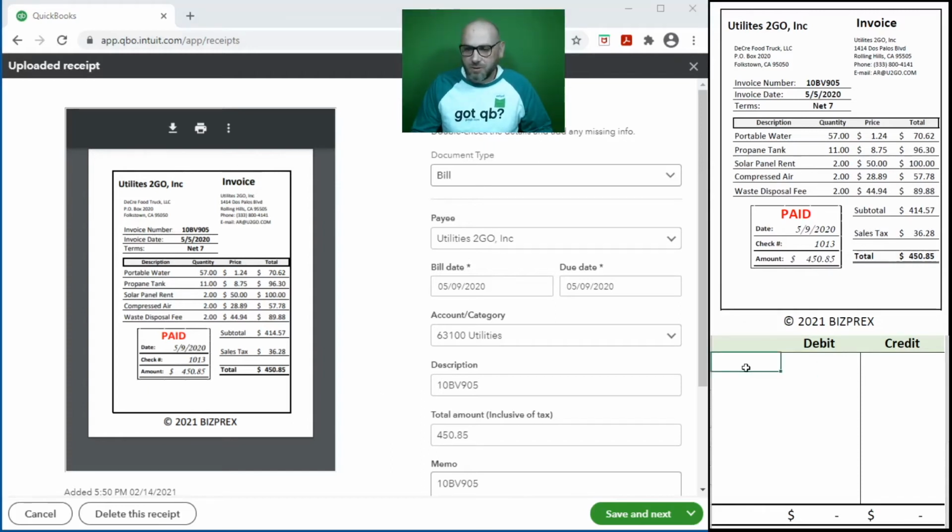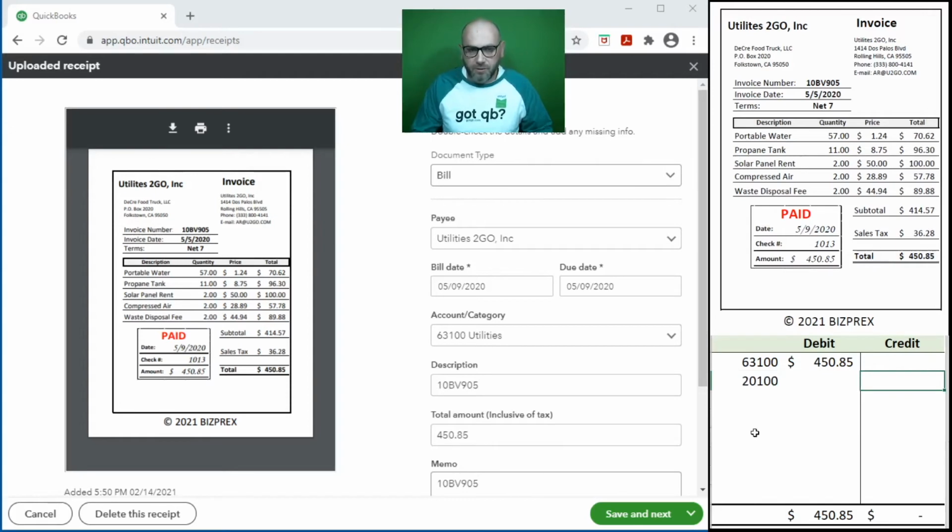Let's make sure we understand what's going on. Utilities expense goes up. We haven't paid this one yet, at least not in QuickBooks Online. I mean, in the physical world, yes, we're doing it post factum, so we did pay it. But in this case, we haven't paid it. It's sitting in our accounts payable, right? So that liability is going up.